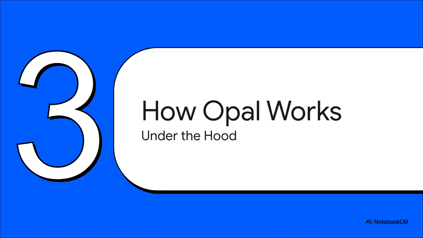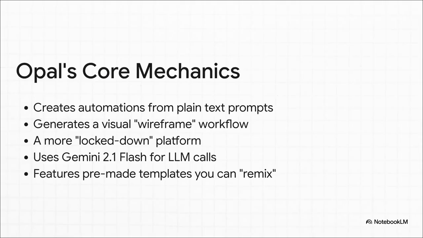Okay. So after a wow moment like that, you gotta ask, how is it even doing this? It's time to pop the hood and see what's actually going on with the platform itself. So here's the basic breakdown. You give it a prompt, just plain English, and it builds out a visual workflow for you. Behind the scenes, it's using Google's Gemini AI model to do the heavy lifting. But here's the key difference from competitors. It's what you'd call a locked-down platform. You have way less control. You can't just plug and play with any tool you want.